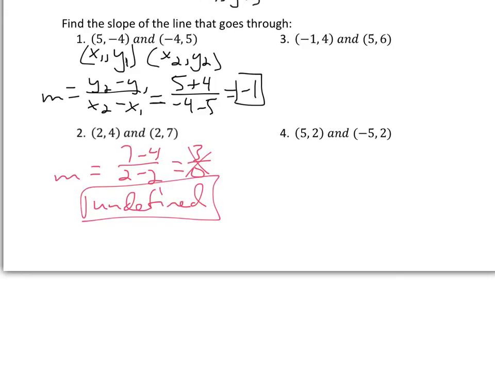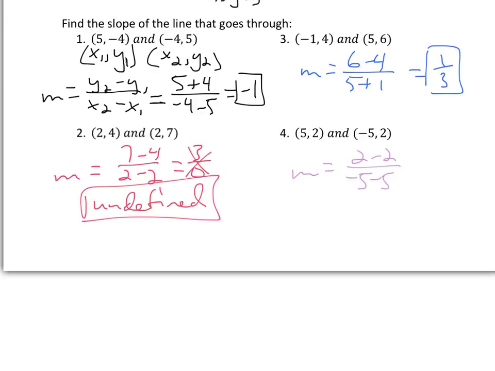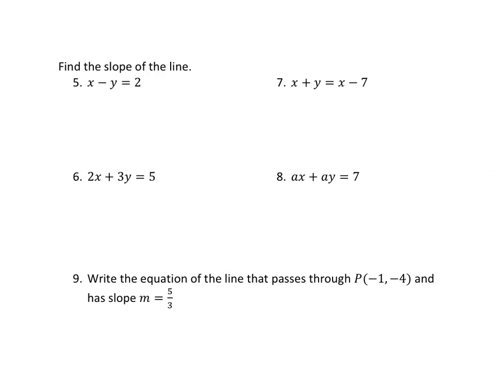Number 3. M equals 6 minus 4 over 5 plus 1, which is 2 over 6, which reduces to 1/3. And the last one here, m equals 2 minus 2 over negative 5 minus 5, 0 over 10. 0 on top just means that the slope is 0. Okay, I did do them all.